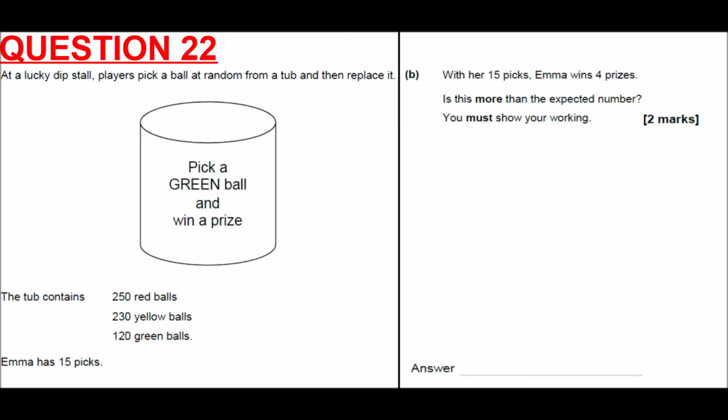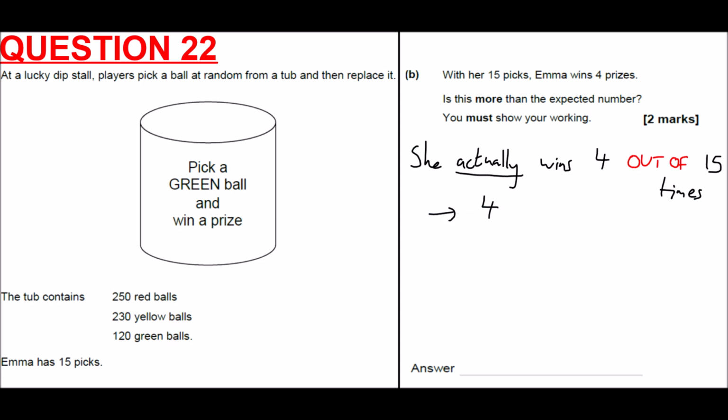For part B, with her 15 picks, she actually wins 4 prizes. Is this more or less than the expected number? We need to show the working. And so she actually wins 4 out of 15 picks. So in terms of what she actually wins, she wins 4 out of 15 times.